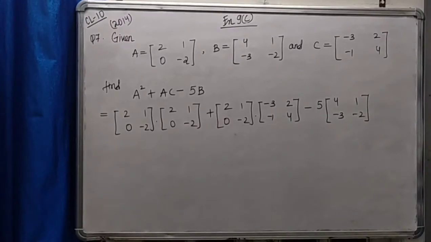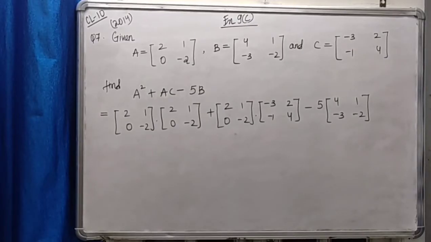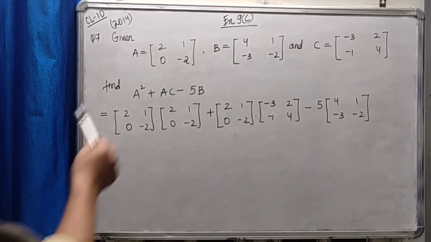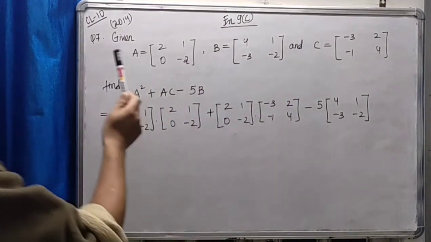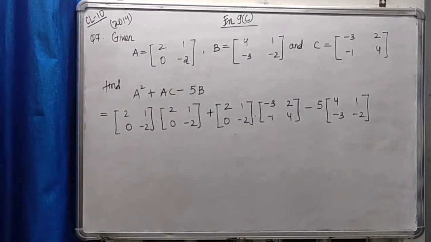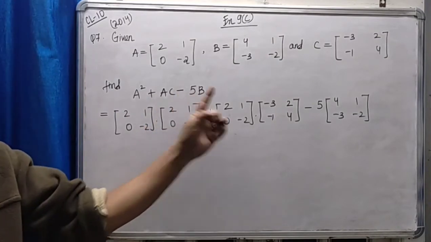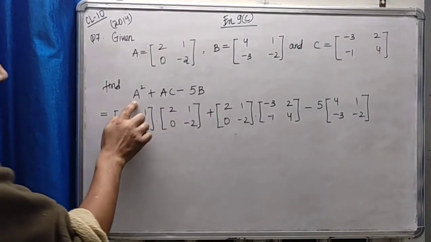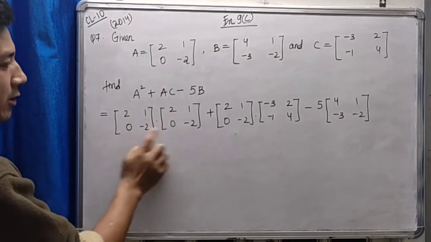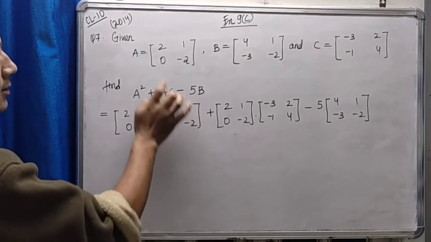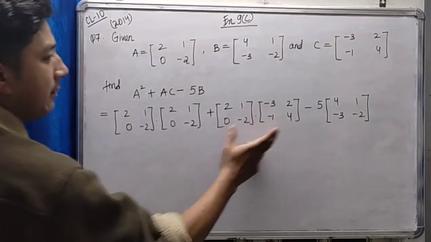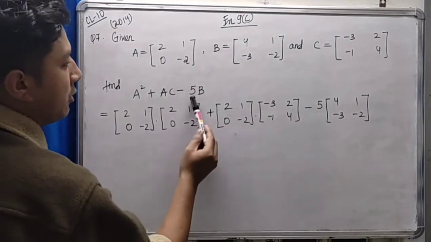Welcome back to the online class, and in today's class we are starting with exercise 9C question number 7. In this question, the values of A, B and C are given to us and we are asked to find the value of A square plus AC minus 5B. A square means A into A, plus AC means A into C. Put the values, minus 5 into B means this.